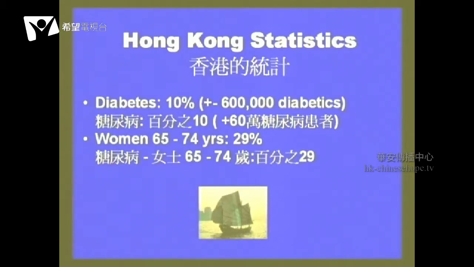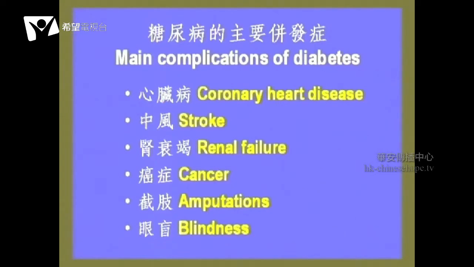The incidence in Hong Kong is about 10% or 600,000 diabetics. And 29% of women over 65 years old have diabetes. So what's the problem with diabetes? So the main complications of the disease is coronary heart disease, stroke, and kidney failure. And then cancer, amputations, and blindness.